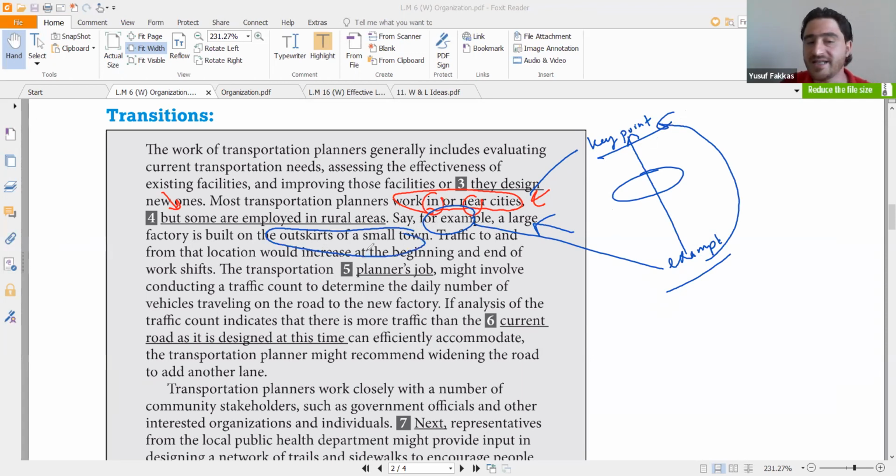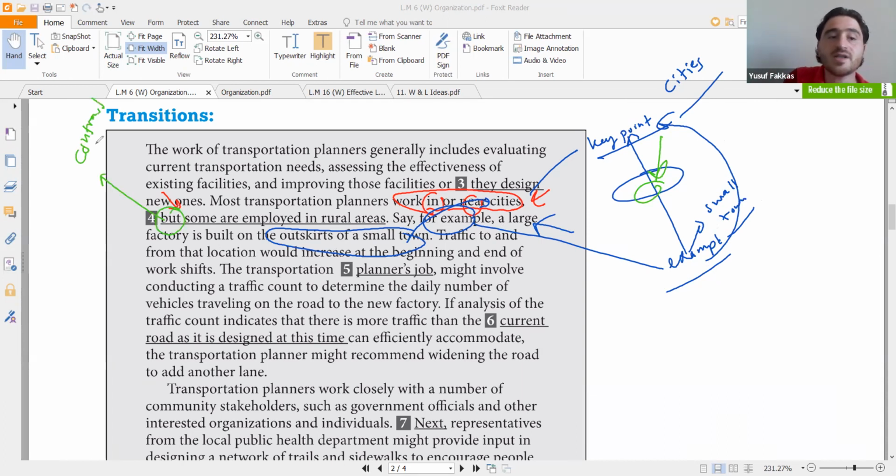As you can see here, the example is about what? It's not about cities. It's about the outskirts of a small town. So the key point is about cities, but the example is about small town. And that's not the same thing, right? Because these are cities. Here we are talking about the countryside, like villages and towns and so on. So here we need a transition to move from cities to small town. So what do we have in the transition? If we read it here, but, so first of all, it shows us contrast. What is the contrast about? It's between, again, cities and towns.